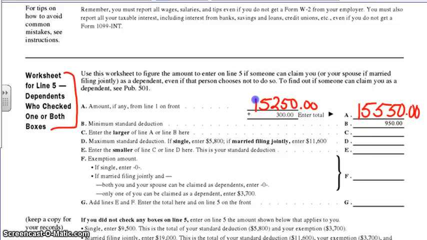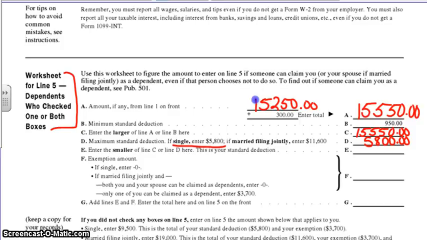Line B gives you a standard deduction of $950. That's already done for us, so we don't need to worry about it. Line C, it says enter the larger of line A or line B. Well, clearly line A is significantly larger than line B, so we're just going to carry that $15,550 on down. Line D, it says if you are single, you're going to enter $5,800. If you're married and filing jointly, you're going to add $11,600. We are single, so that $5,800 is going to be added on to line D.